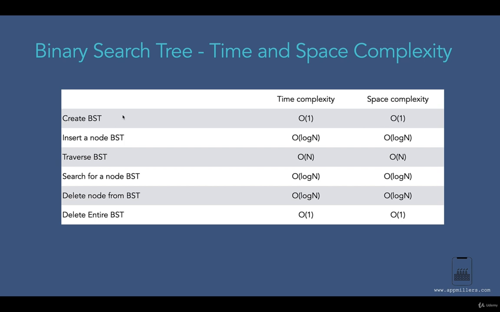Now here the first operation is creating a binary search tree. As I mentioned before, in this course we have created binary search tree using linked list. So in this case the time and space complexity is O(1), because when we are creating a binary search tree we are just declaring root value, so it will not take any extra space in the memory and it's not a time consuming operation. That's why the time and space complexity is O(1).